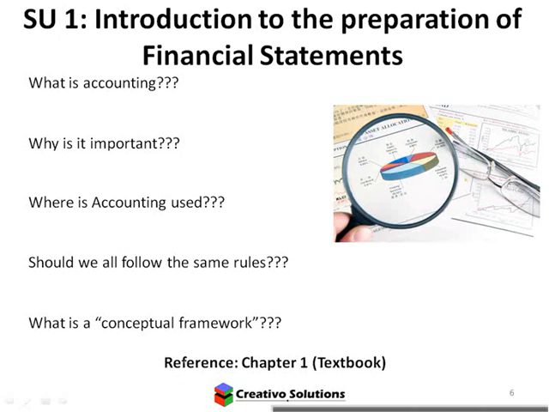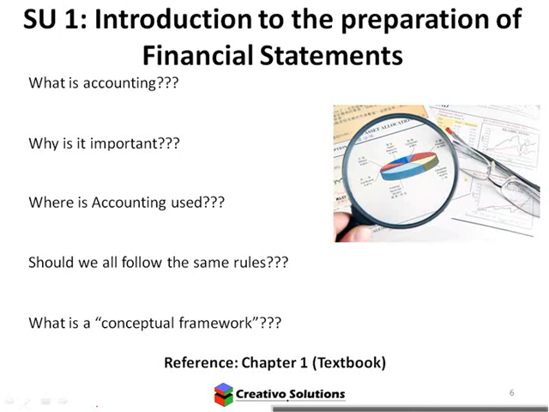All right, so what is accounting? Keeping records. Correct. Why is it important? You've got to keep track of everything. Yes, making decisions is key. So accounting gives us information to make decisions. Where is it used?